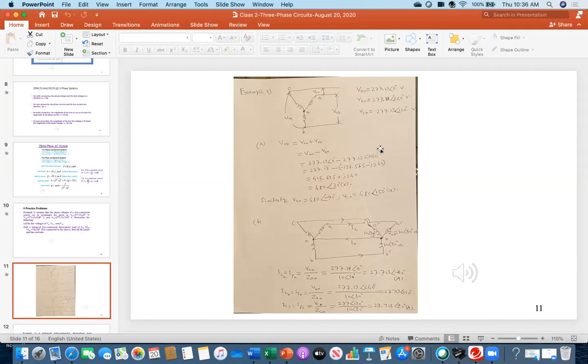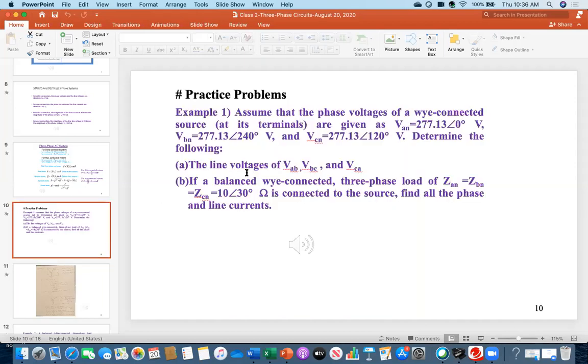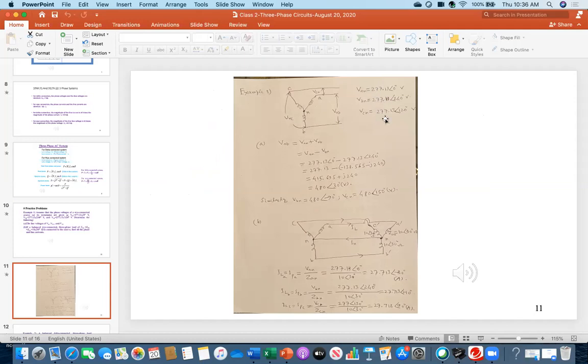So I'm repeating again. You understand this diagram, right? Like VAN, VBN, VCN, Y connection, and those quantities were given: VAN, VBN, and VCN. Here the question was to find the line voltages VAB, VBC, and VCA. These are the phase quantities, phase to neutral voltage. So I am finding VAB. Everybody see this diagram?